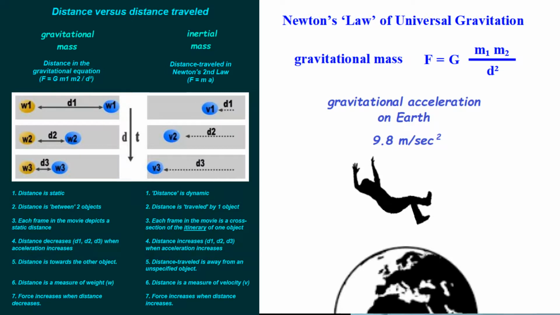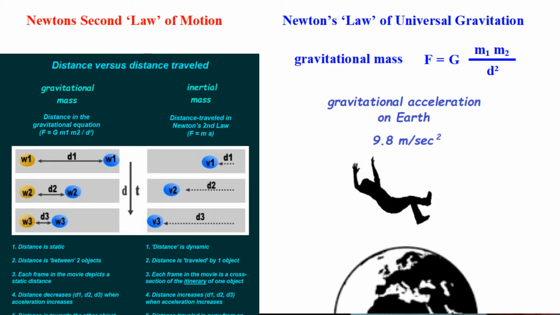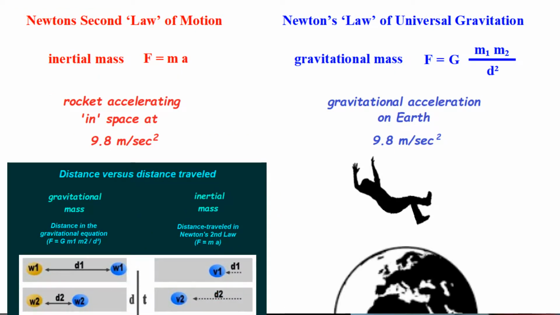So it's the other way around. Distance is a measure of weight, and in the other one, distance is a measure of velocity. And as number 7, force increases when distance decreases, whereas in the inertial mass, force increases when distance increases. So there are qualitative differences, and again, let me pull this out for a second so that we can see it. Okay, there are qualitative differences between those two equations.